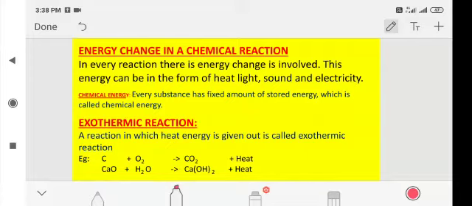Let us see what is meant by chemical energy. Next definition: every substance has a fixed amount of stored energy in it, which is commonly called chemical energy. The energy which is stored in a chemical compound is called chemical energy.